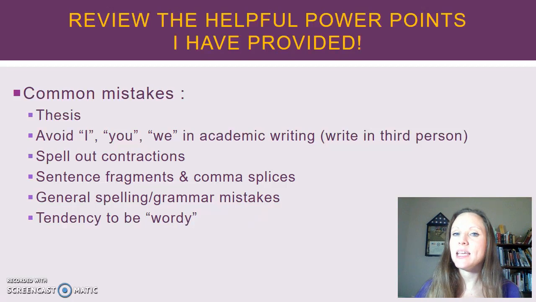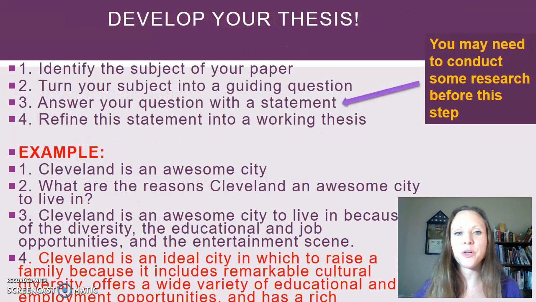Spelling out contractions, even though we say don't instead of do not, and that's how we speak to each other. In formal academic writing, we spell out do not. Okay, so you're going to want to watch for that. Make sure to watch for your sentence fragments and comma splices, your general spelling, grammar mistakes that people make. We're always going to want to edit for those things. And then if maybe you tend to use too many words to describe something, description is a great thing, but oftentimes we can go overboard and then maybe it's turning into a run-on sentence. So we don't want to have that. Just some things to keep in mind as you move forward.